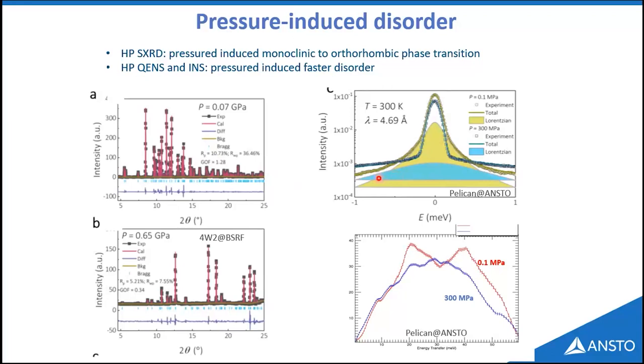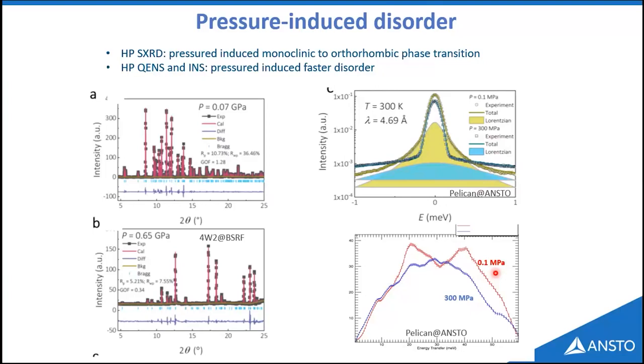And you can see this green area that corresponds to the QENS signal at low pressure. And then when we apply high pressure, 300 megapascal, you see this blue area, that's the QENS signal, become much broader and indicate much more disorder generated in the sample. And this also shows in the phonon density of states as a function of the pressure.